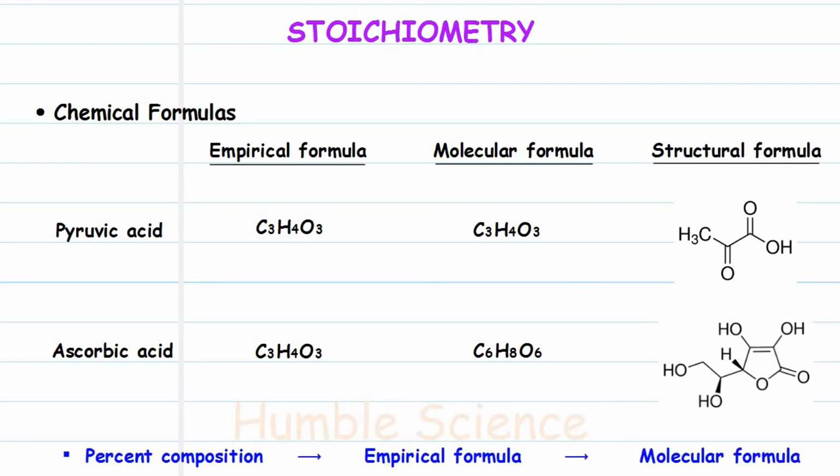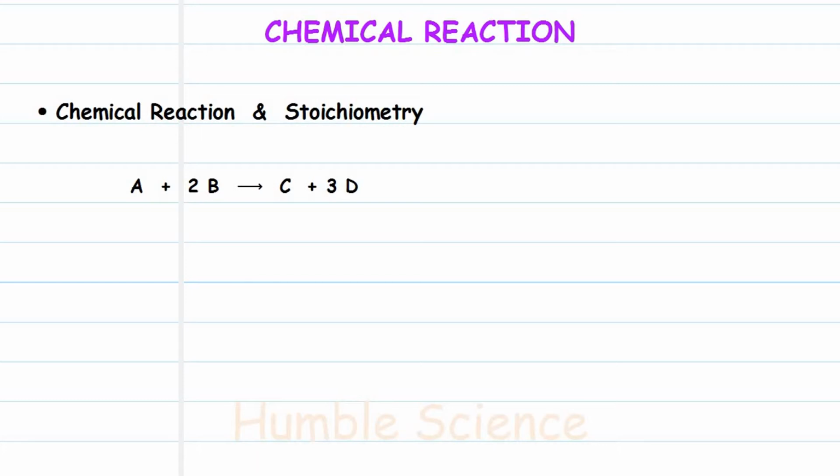We also went over how to use percent composition and the mole concept to figure out the empirical formula and the molecular formula of certain compounds and of certain substances. And in this video, we will take another step further and see how stoichiometry can be used to solve certain problems in chemical reactions. Let's say we have a chemical equation A plus 2B forming C plus 3D.